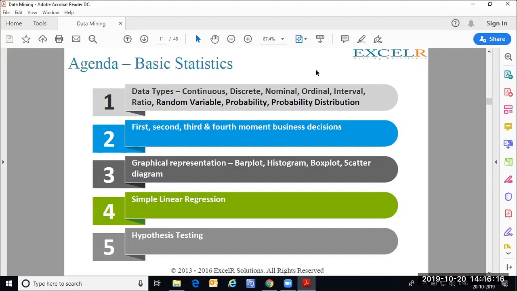And today, we're going to discuss the basics of statistics. We are starting with the basics. So it's going to take about 16 to 20 hours of time, including the basics of R programming and basics of Python programming.